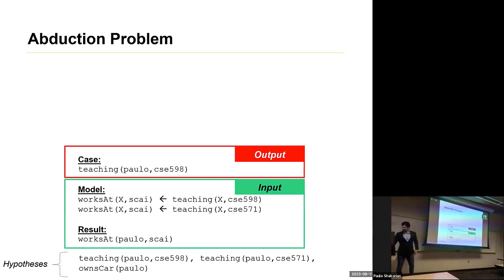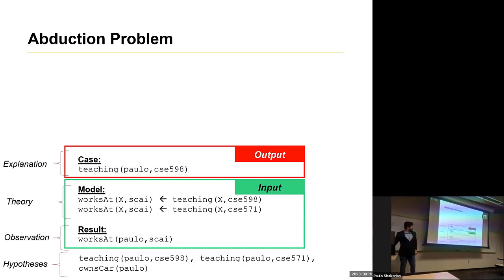But as you can see, and before I get into that, in abduction terms, the result is called the observation because it's what you observe. We will call the model the theory, and the case the explanation. Okay, this is what we're going to explain, this set of observations based on this theory.